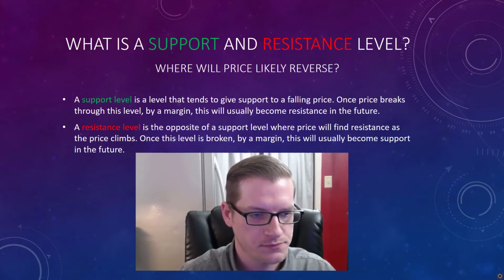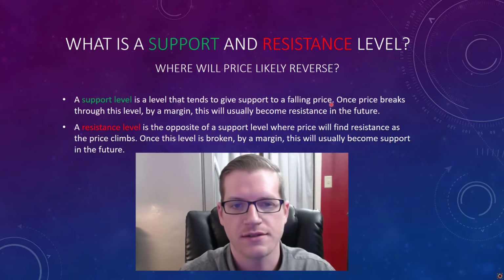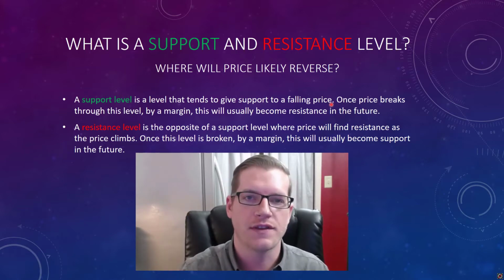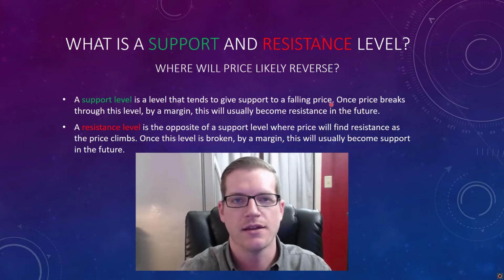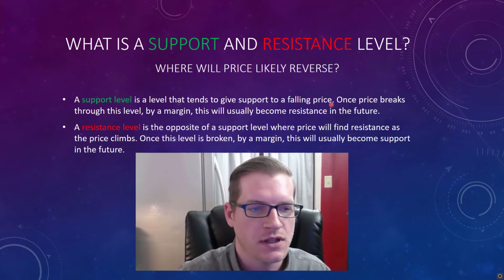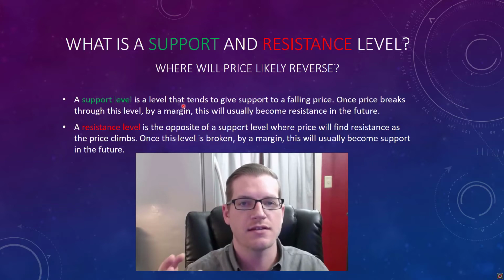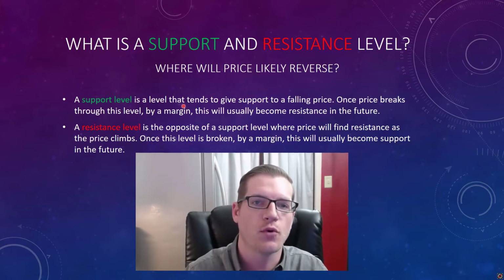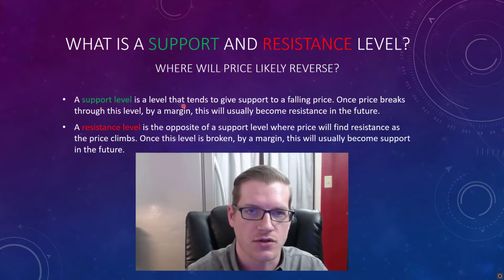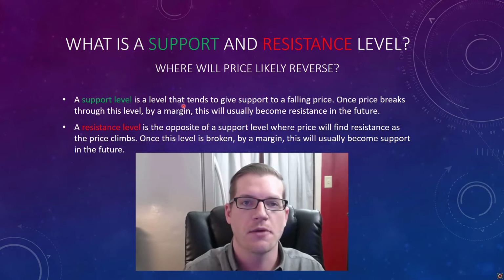So let's get the definitions out of the way, okay? A support level is a level that tends to give support to a falling price. That means as price is falling, this is going to be an area where a lot of people have said, hey, this is an area that I don't think the price should be at, and it's going to tend to reverse from that level. Now, once that level is broken by a certain margin, this tends to be an area where there will be support and or resistance in the future. For instance, with a trend line, as price breaks through the bottom of the trend line, if it comes back up to that level, it's usually going to be an area of resistance.